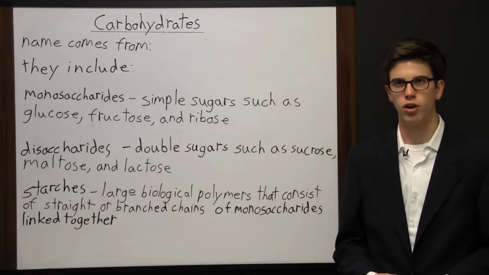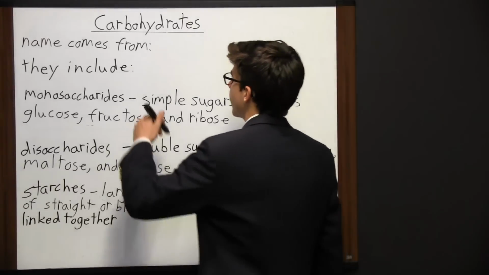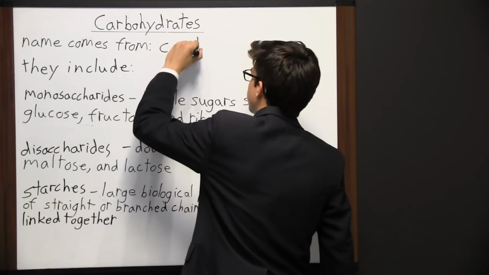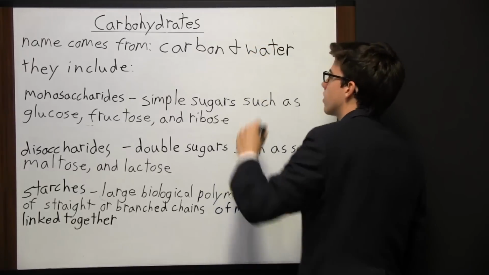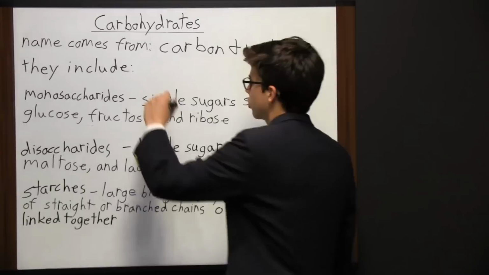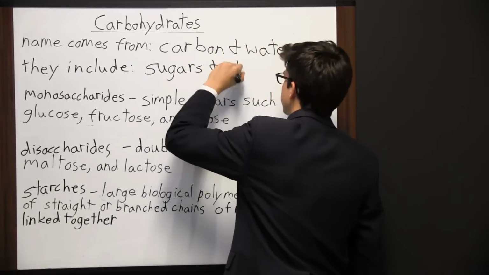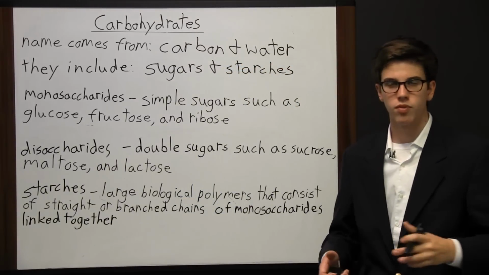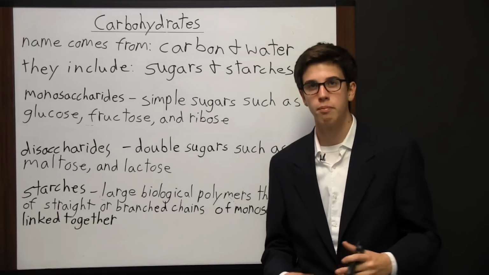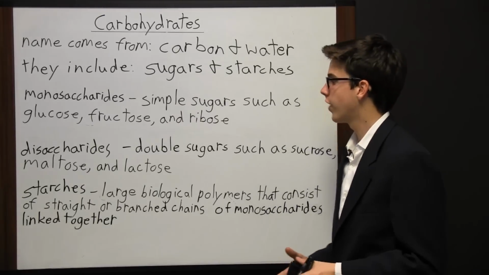When carbohydrates burn, they yield carbon and water. And so that's why the name carbohydrates comes from carbon and water. Now, carbohydrates include sugars and starches. And so sugars and starches are the main source of energy that your body uses. So you can see that carbohydrates are very important.